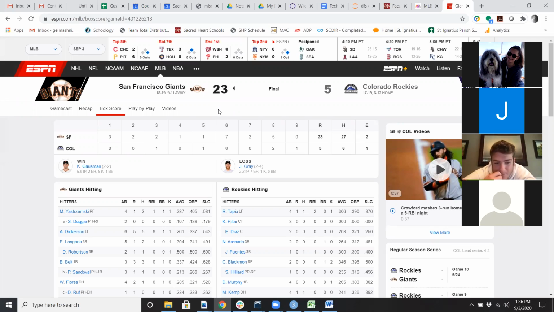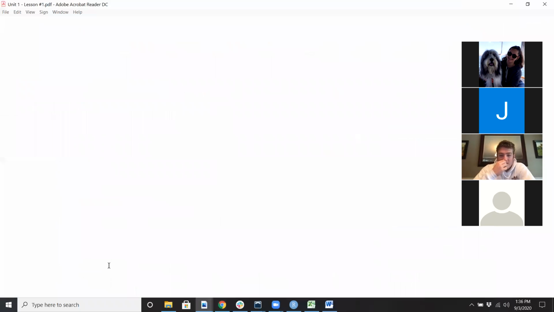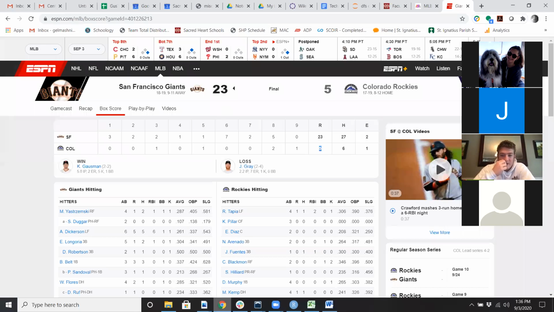How many runs did the Giants score? 23. How many did the other team score? 5. That's very unusual. Baseball's rarely that kind of score. These are more typical baseball scores. As you see up here, these teams are playing right now. So we consider it to be an outlier. It's kind of out of the ordinary. We don't expect that to happen. It's an extreme value.